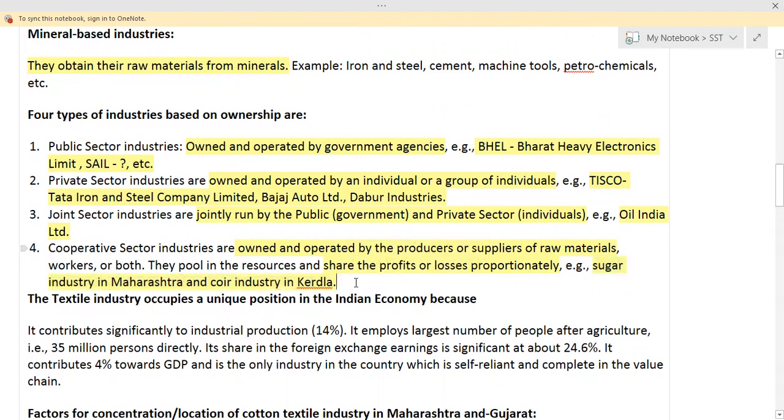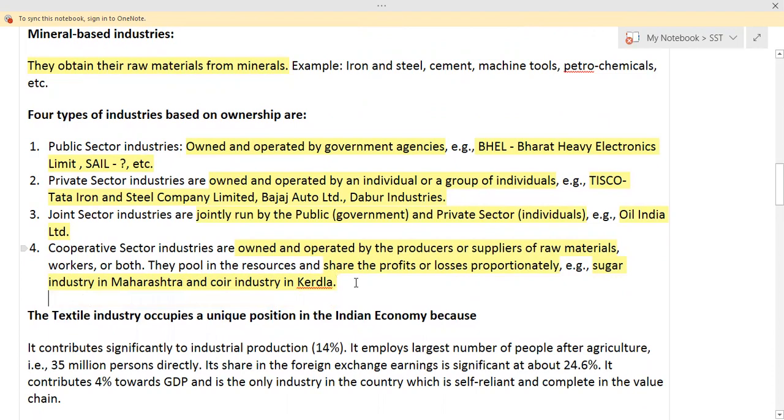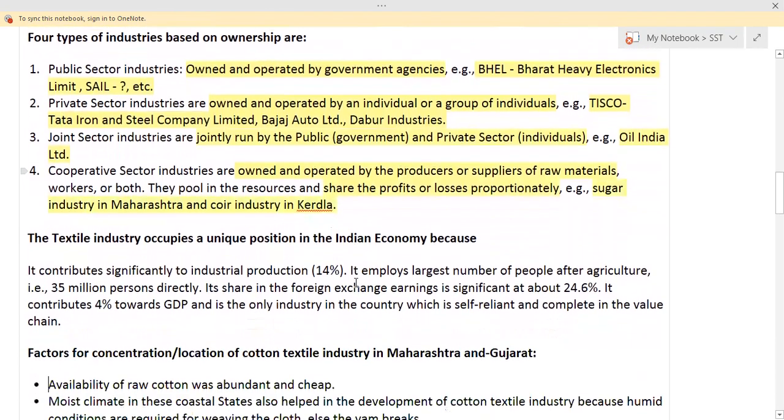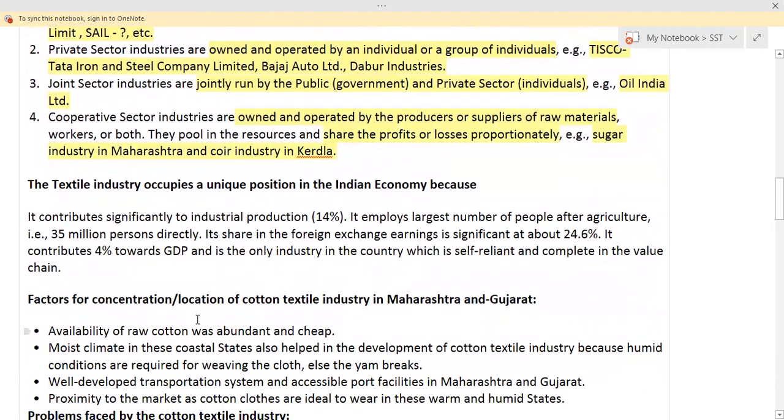Textile industries occupy a unique position in Indian economy. How? Let's see. It contributes significantly to the industrial production. It contributes about 14% of industrial production. It employs the largest number of people after agriculture. That is 35 million persons directly.